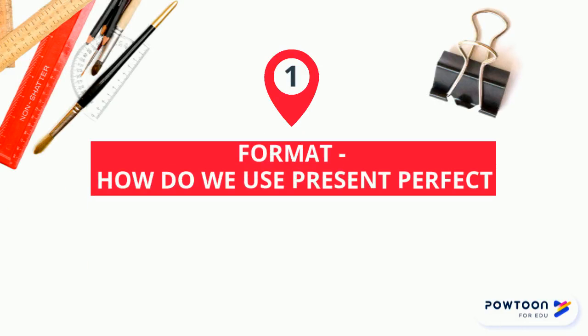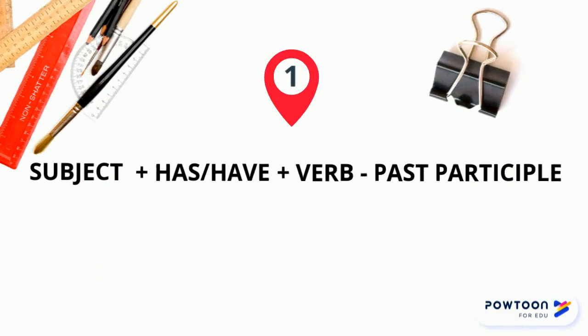Let's start with the format. How do we use present perfect? Present perfect is composed of a subject such as I, you, we, has or have, and a verb in the past participle.